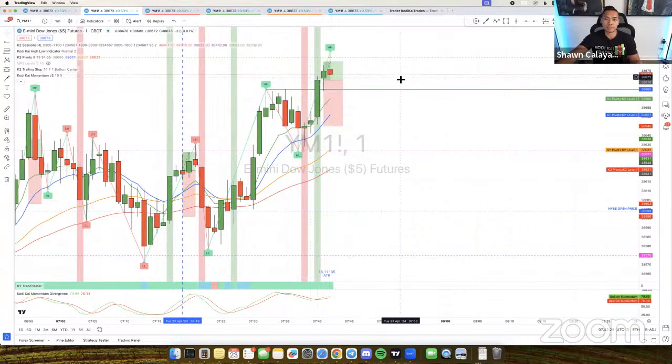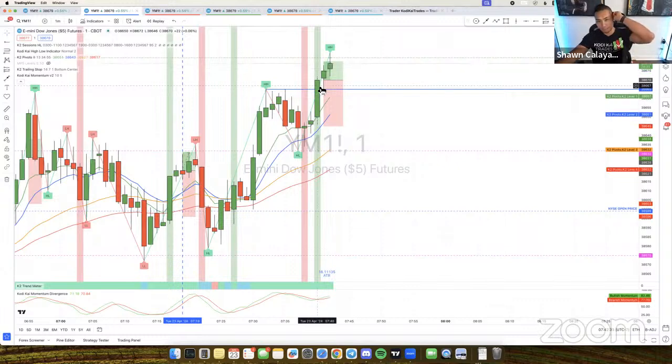Kind of sad I missed it, but it's all good. It's after 740, so I wouldn't have taken it. It falls outside of my rules. So, like I said, I don't trade after 740 because weird stuff like this starts to happen. This candle actually happened right at 740. So, yeah, it's all good.